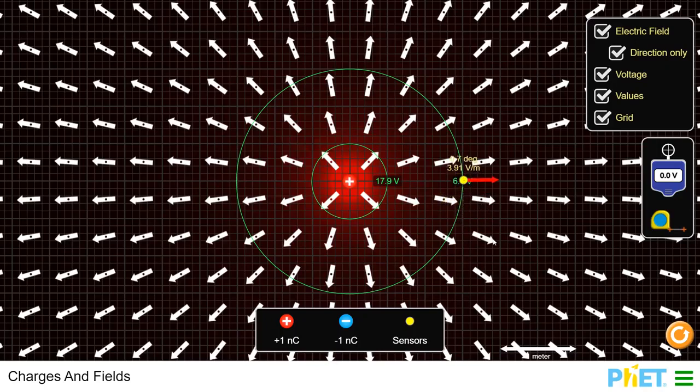Okay, so that's it. I hope that you are able to capture the things that you need to capture, and that you're able to get the right data to calculate the magnitude of the electric field on the data sheet.